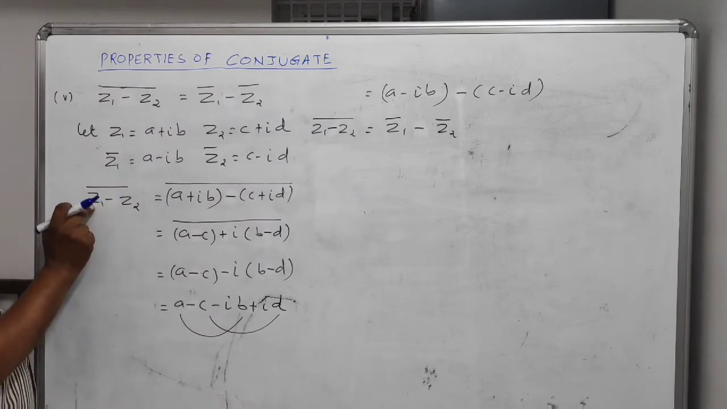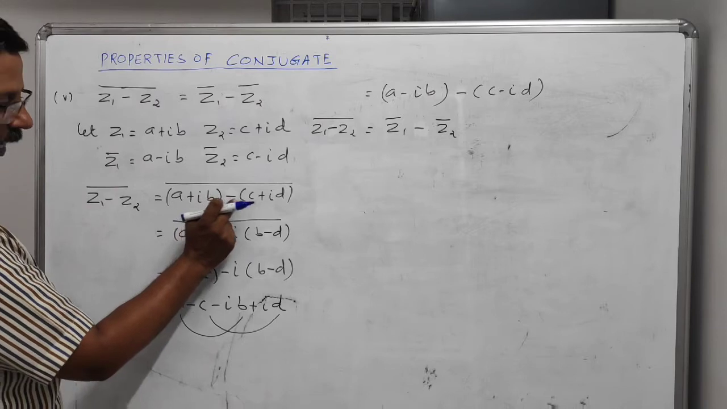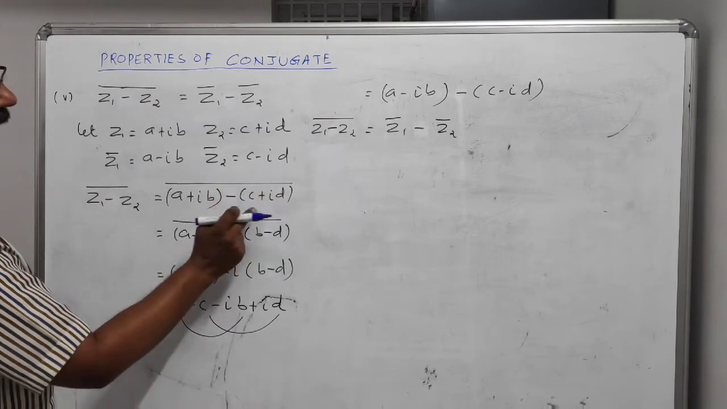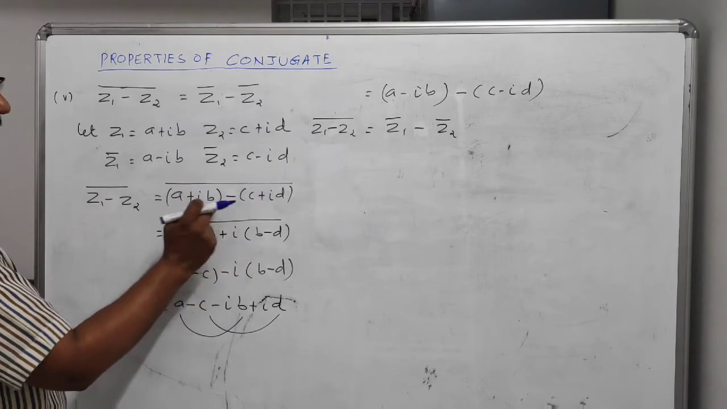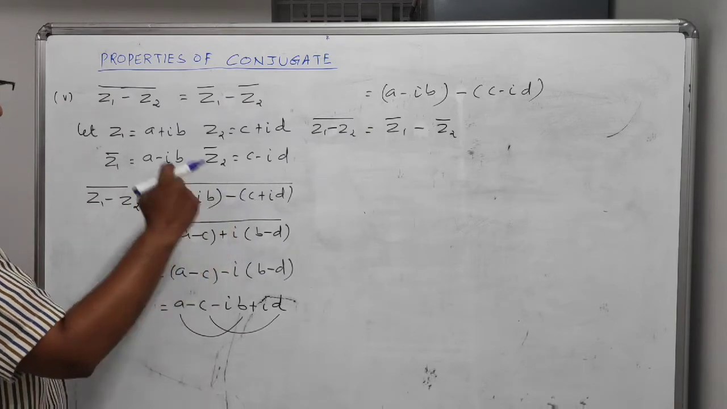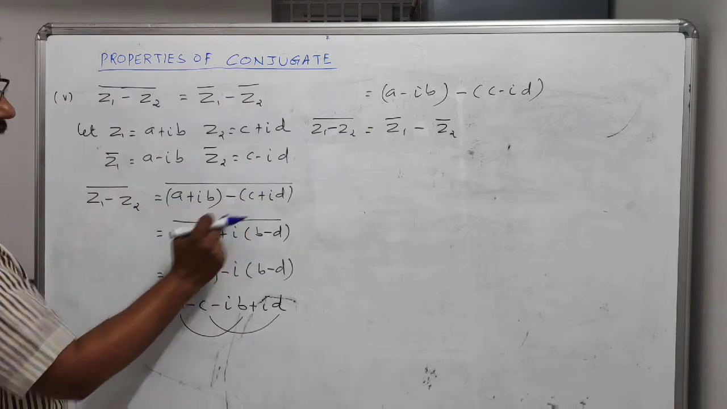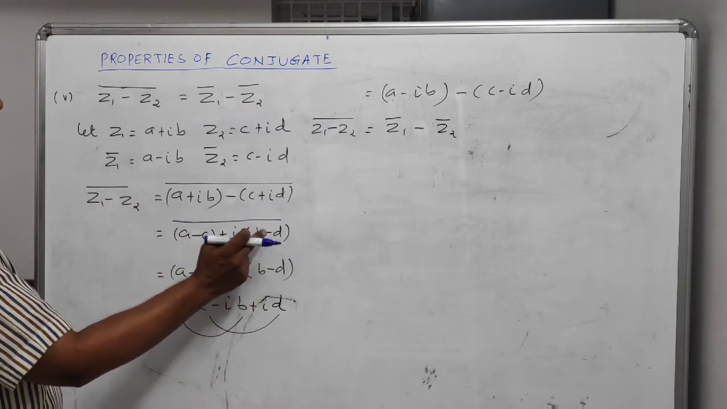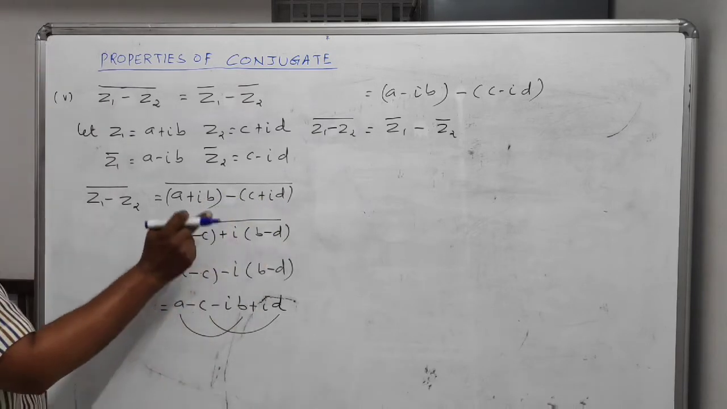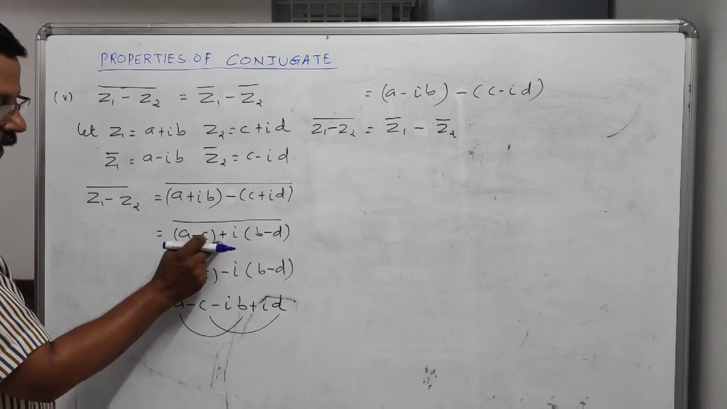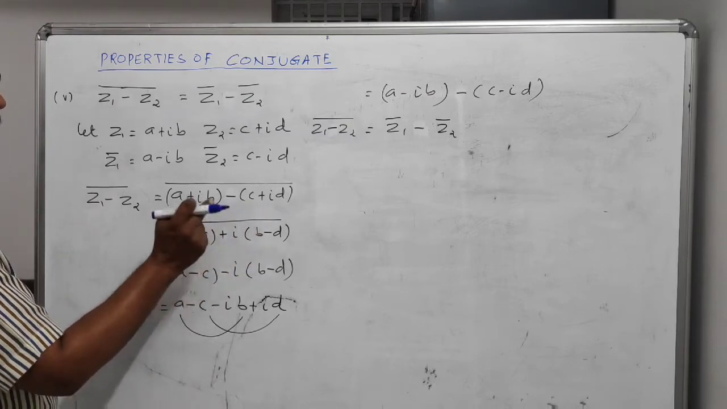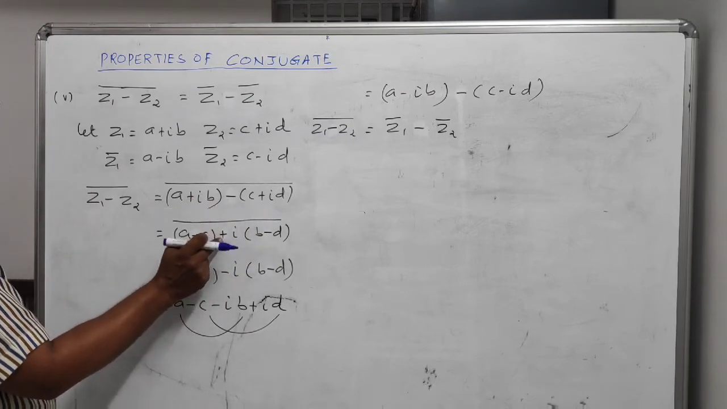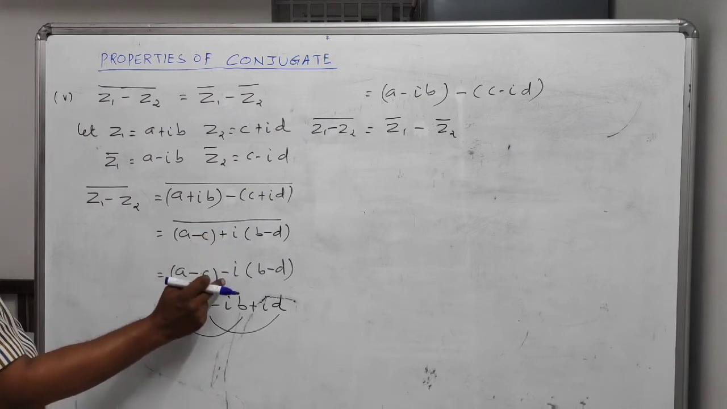Now let us consider LHS. Z1 minus Z2 whole bar. Again, this can be rearranged in the rectangular form by subtracting the corresponding parts: A minus C is the real part, plus i into B minus D is the imaginary part. Now it is in rectangular form. After bringing this into rectangular form, we can take the conjugate by changing the sign of this imaginary unit. Instead of plus, you can write minus.